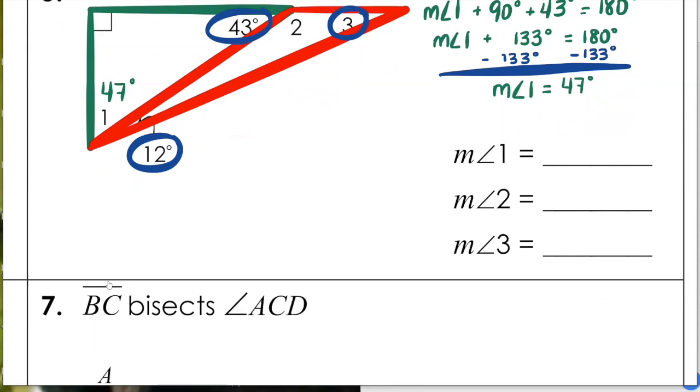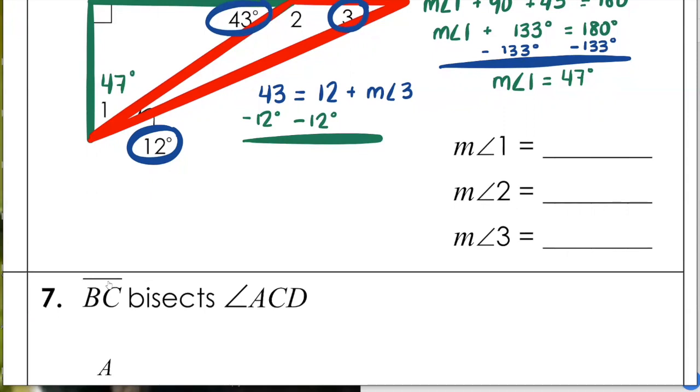So how would I set up that expression? 43 equals, because that's my exterior angle, 43 equals 12 plus what? The measure of angle 3, absolutely. And then to solve for angle 3, we're just going to do what? Subtract 12 from both sides. So 43 minus 12 is 31. So the measure of angle 3 equals 31.